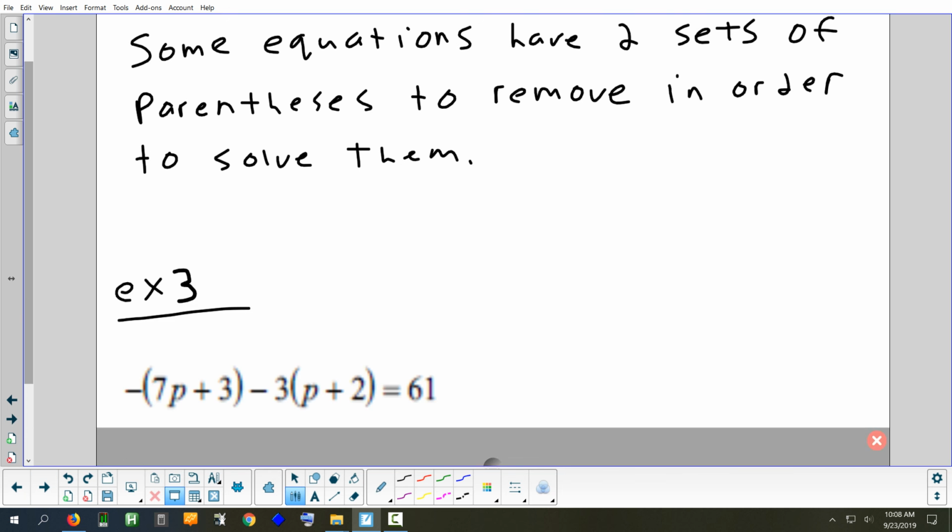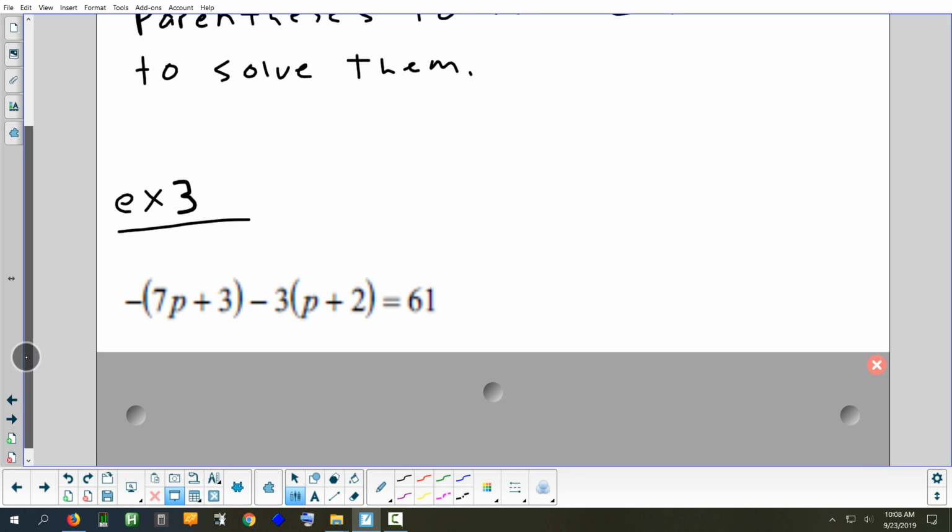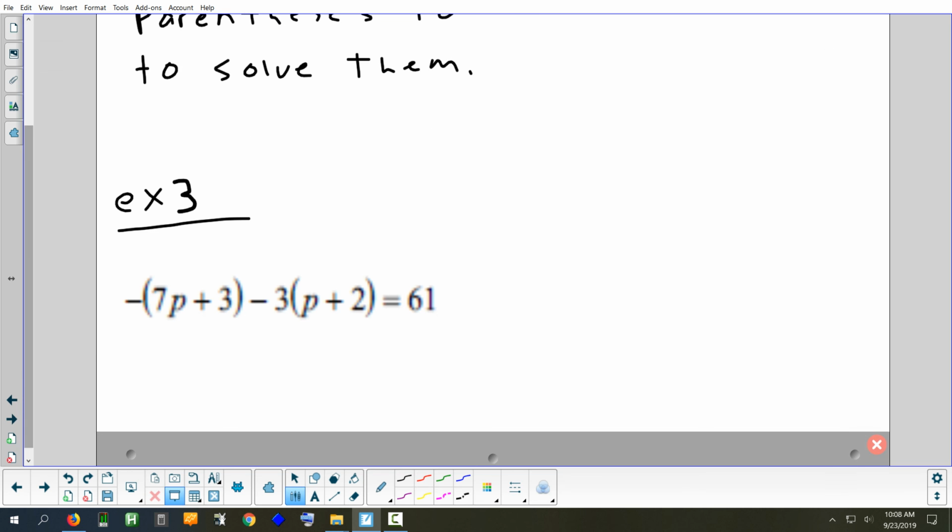All right, so let's look at example 3. Okay, it says negative, and then in parentheses, 7p plus 3, and then minus 3, and then in parentheses, p plus 2 equals 61.